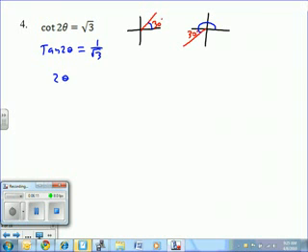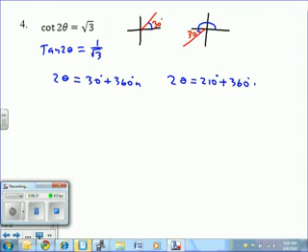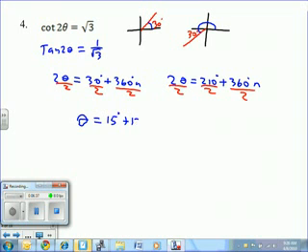And so you've got 2 theta equals 30 degrees plus 360n, and 2 theta equals 210 degrees plus 360n. And so to find theta, all you have to do is what? Divide by 2. So that gives you theta equals 15 degrees plus 180n and 105 degrees plus 180n.